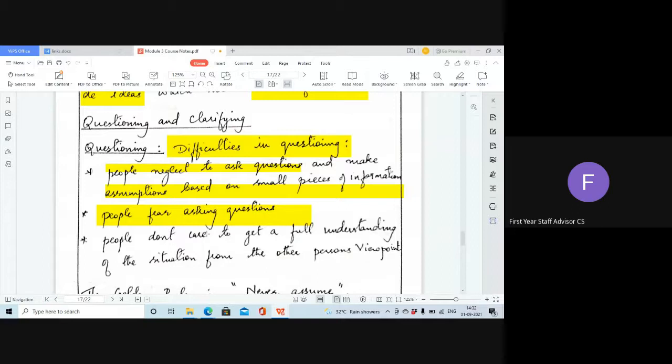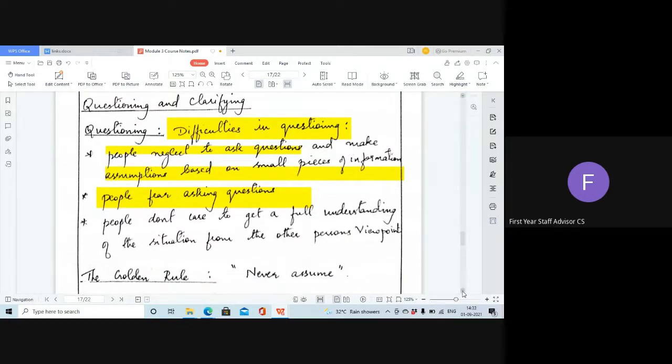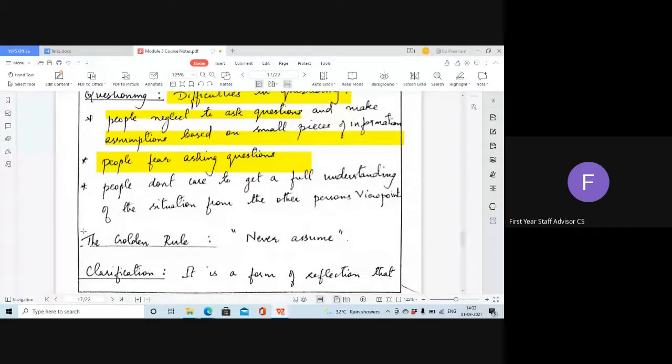Then another point is people don't care to get a full understanding of the situation from the other person's viewpoint. That is, a person who is knowledgeable in teaching or in presenting might present his viewpoints, but the way the listeners understand may be different. The listener may not be able to understand the full situation, and so might feel discouraged to ask questions. So another rule in questioning, called the golden rule, says that never assume.